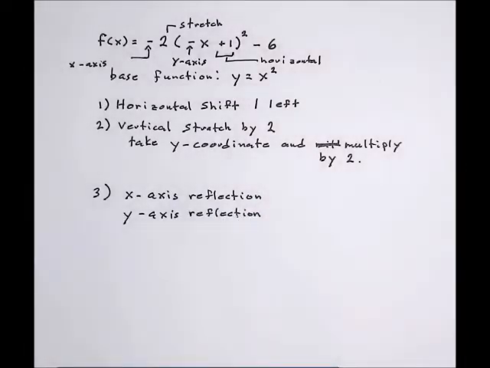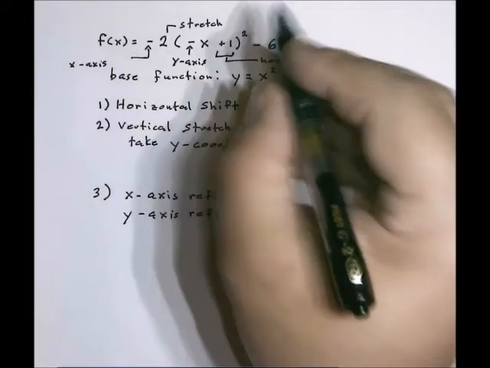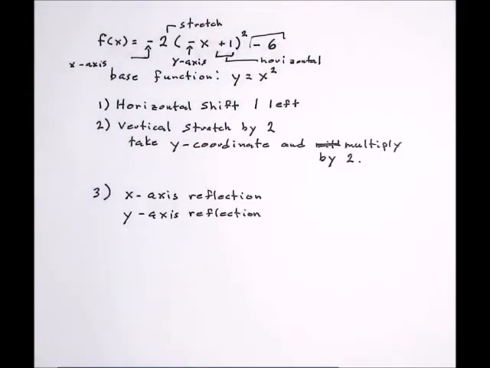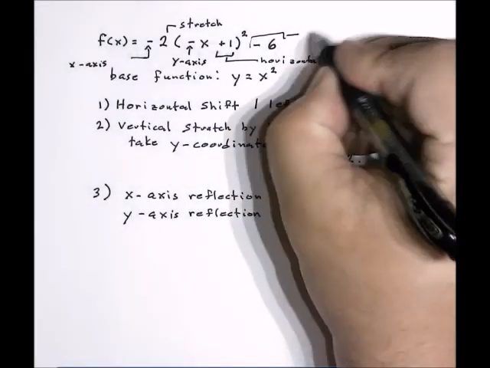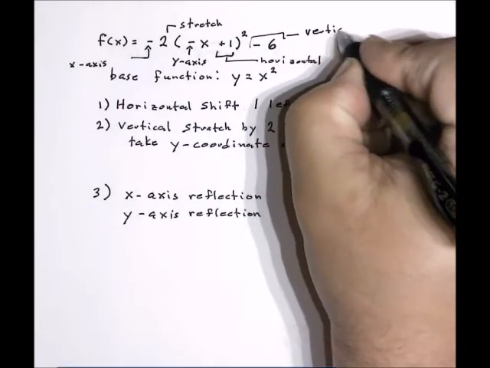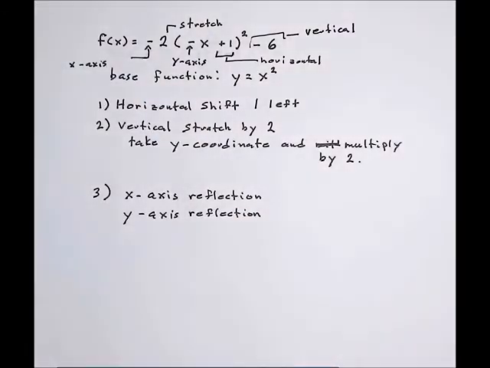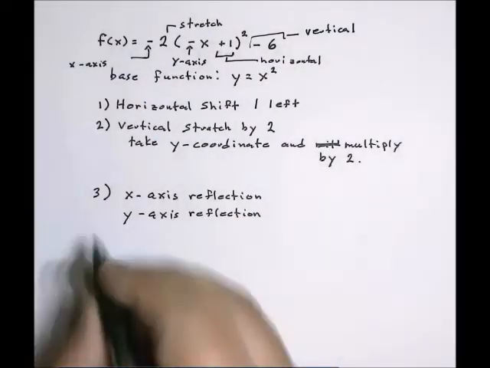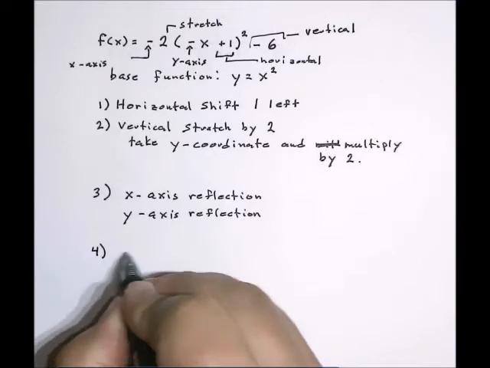And the last thing we have to do is our vertical shift. That number outside of the function is our vertical shift, and it goes in the same direction you would expect. So we have a -6, so that drops it 6 down.